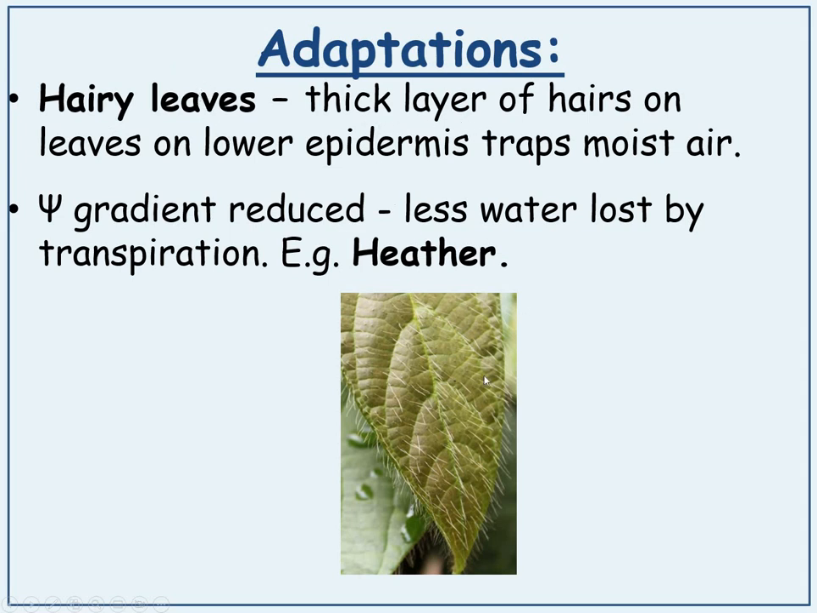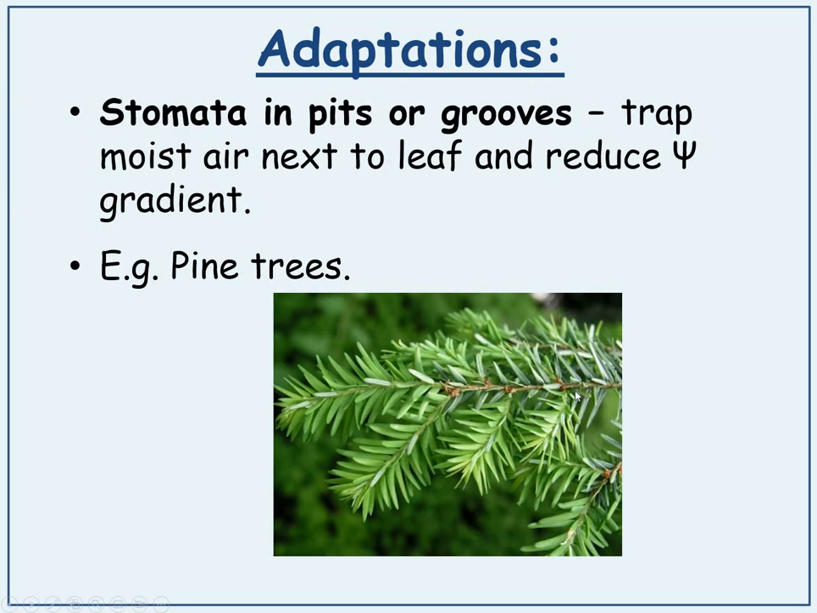Another adaptation is hairy leaves. Plants such as heather can have a thick layer of hairs on their leaves on the lower epidermis to trap a layer of moist air. Again, this reduces the water potential gradient, so less water is lost by transpiration. Next one, stomata in pits or grooves. That means they trap moist air next to the leaf and reduce the water potential gradient. Therefore, the rate of transpiration is reduced.